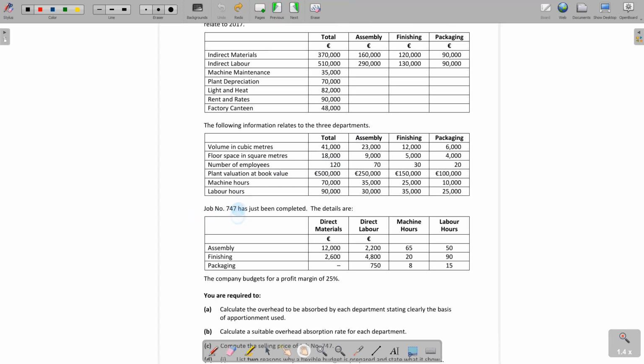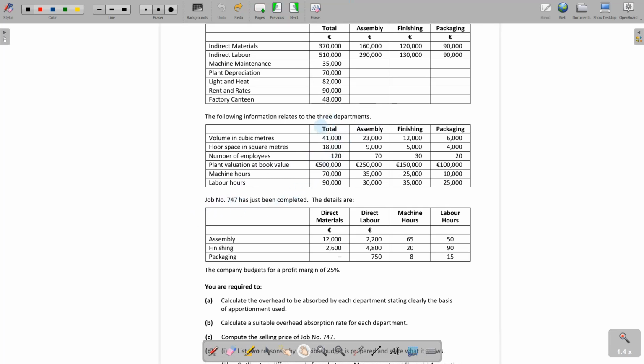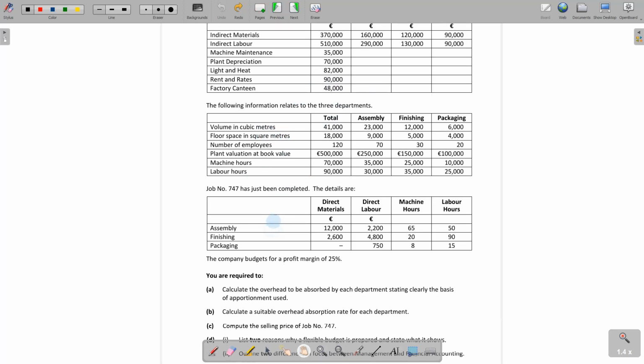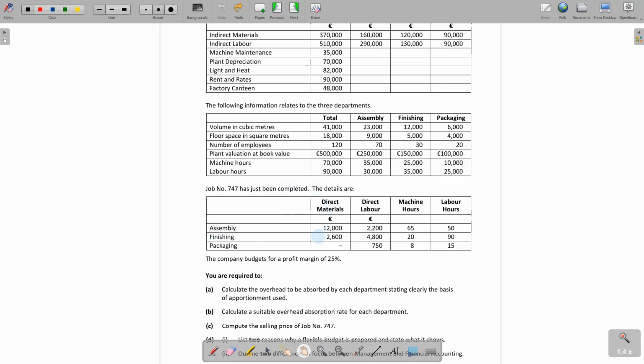So we're then given a job after. Once we find the different rates, per hour, per meter, whatever, we will then have to cost a job. So we have direct material, direct labor, and then how many machine hours will be needed in assembly, finishing, and packaging, and how many labor hours will be needed in assembly, finishing, and packaging. We're then told that the company budgets for a profit margin of 25%. So we want to make 25% above our costs. And that would be our profit.